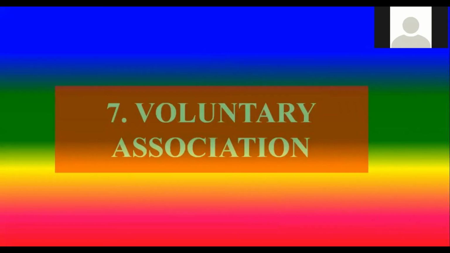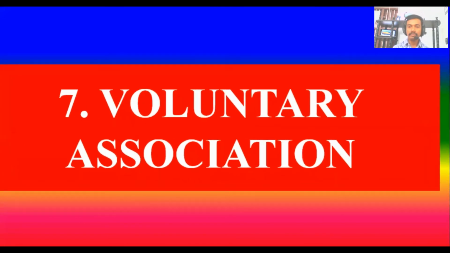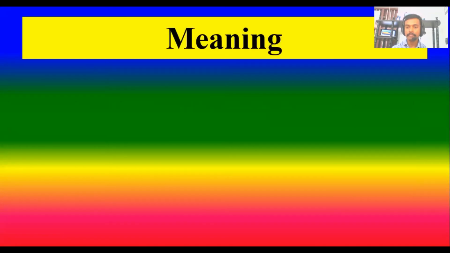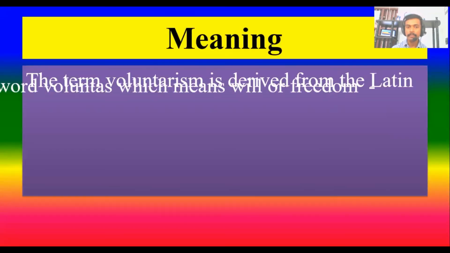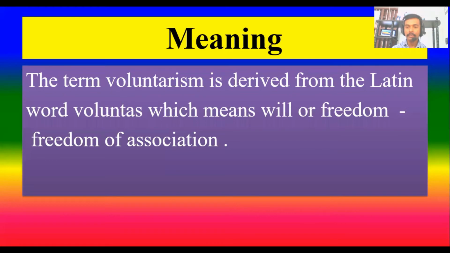Then voluntary associations. The study of voluntary associations is very important for us. So students, in the government we have authority. Here a voluntary association or organization means an individual form of welfare institution. The term voluntarism is derived from the Latin word voluntas, which means will or freedom, freedom of association.